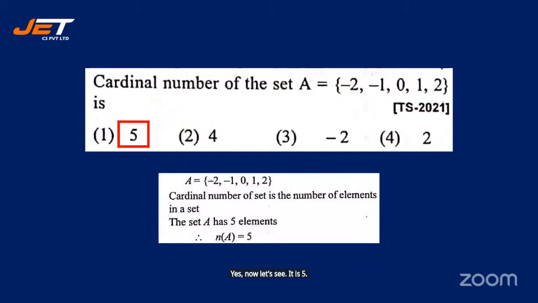Cardinal number of a set is the number of elements in the set, right? Which means that the set has 5 elements. What all elements? Minus 2, minus 1, 0, 1, 2. So the cardinal number of the set is 5.